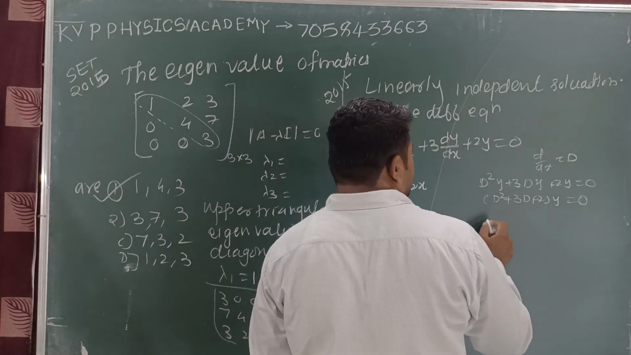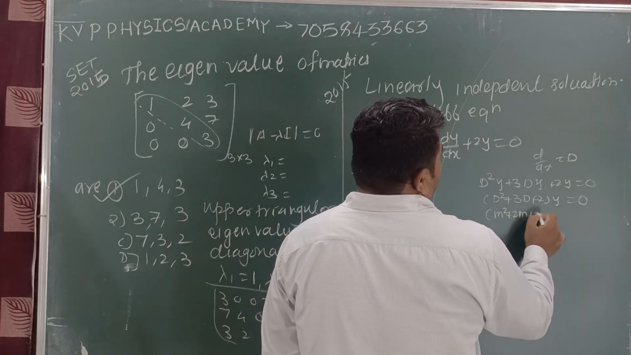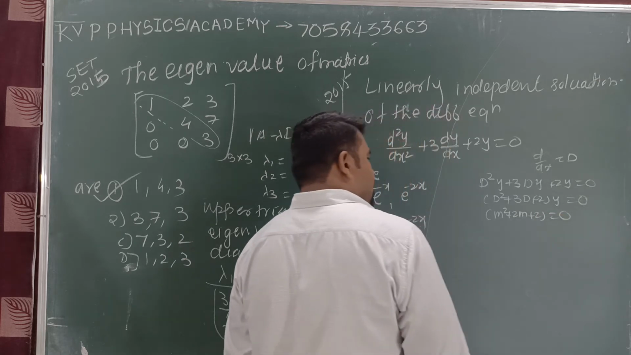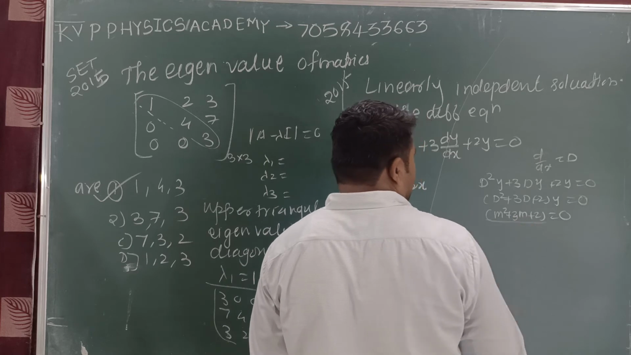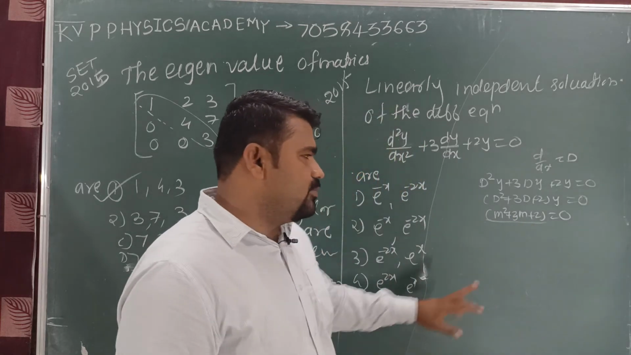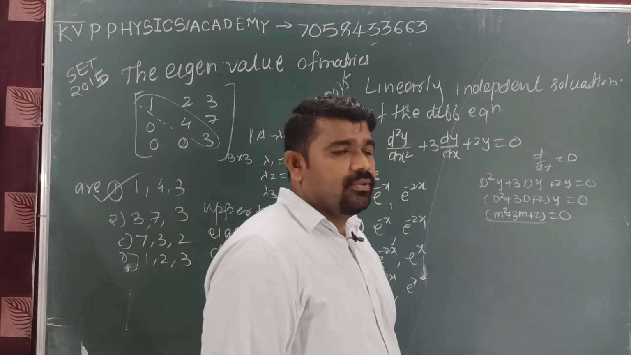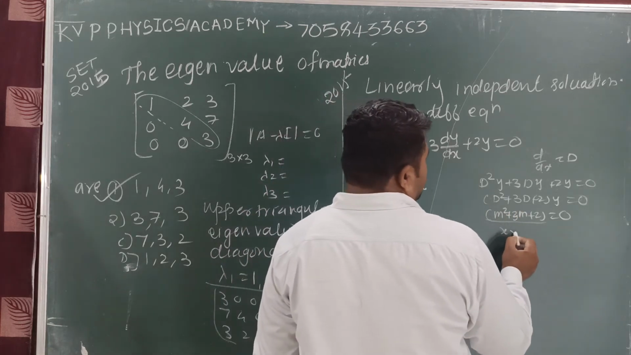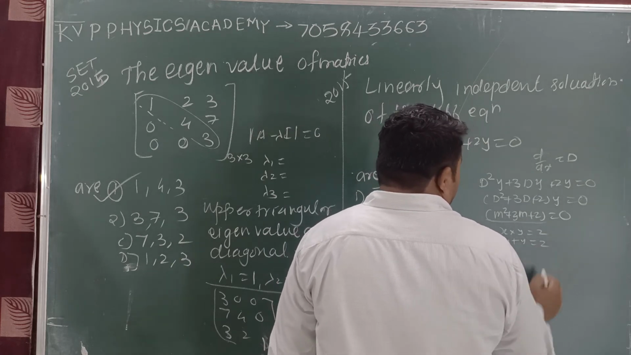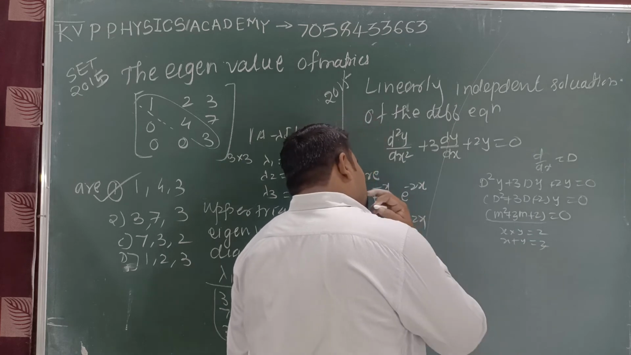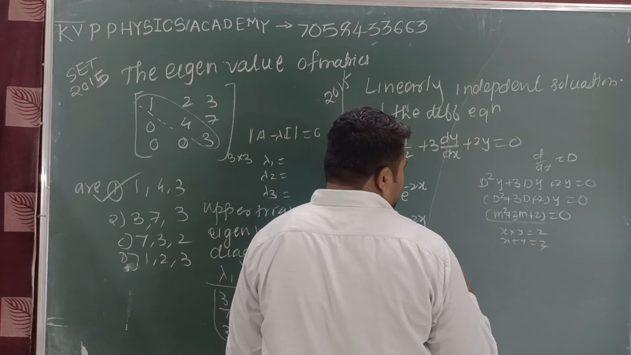Suppose again we consider D is equal to m. Then this becomes m squared plus 3m plus 2 is equal to 0. Now we are getting a quadratic equation. Here we need to split this one. The multiplication is 2 and the addition is 3. Choose such factors. Simply you can take 2 into 1. We are getting multiplication 2 and addition 3.